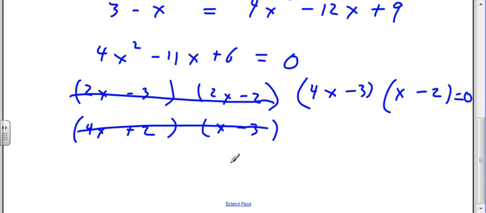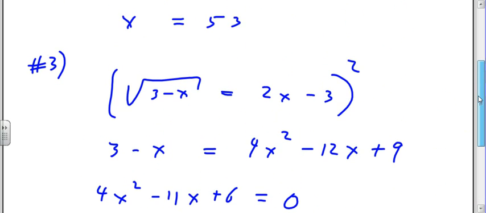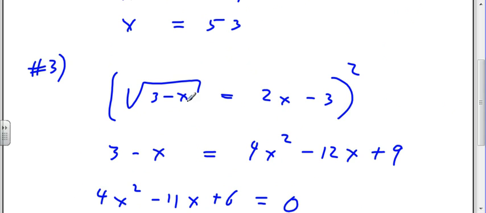Too early in the day. So x is going to be 3 over 4, or x can be 2. Those are my possible answers. I go back and I'm going to check them. If x is 2, I've got the square root of 1, which is 1. 1 is going to equal, if x is 2, that's going to be a 4 minus... so x equals 2 works.